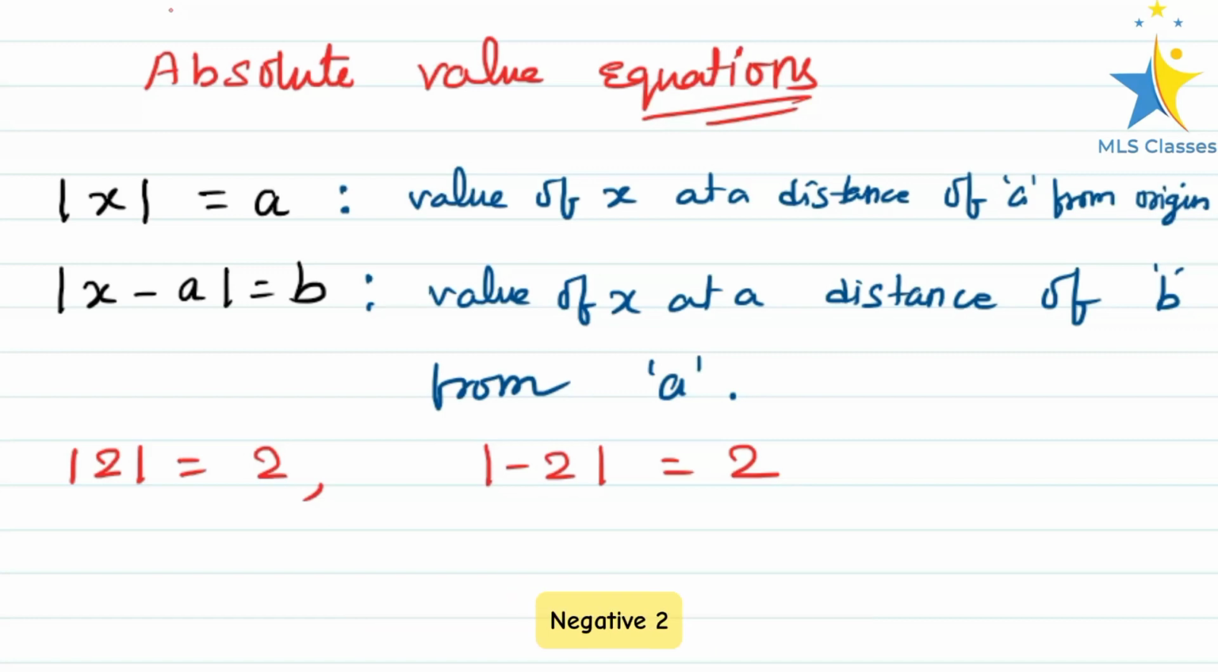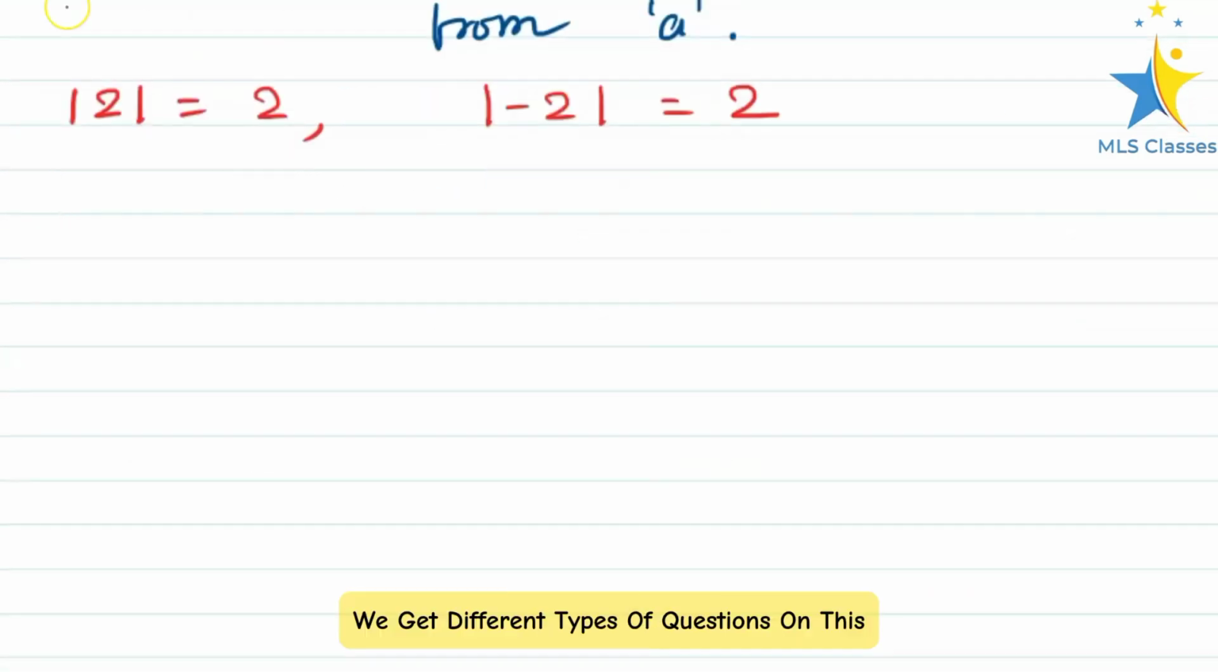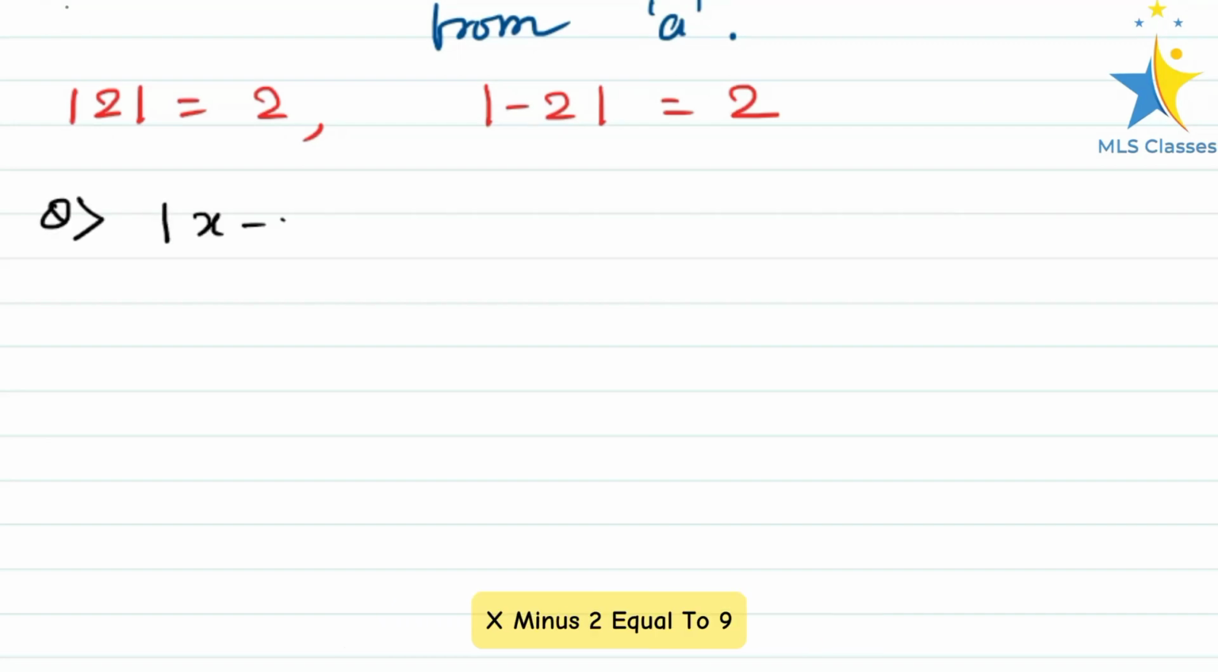Then absolute value of negative 2 means the distance from the origin to negative 2. That is 2 only. That's why it is always positive. Now we get different types of questions on this, like we are having absolute value of x minus 2 equal to 9. Then how will we do this?